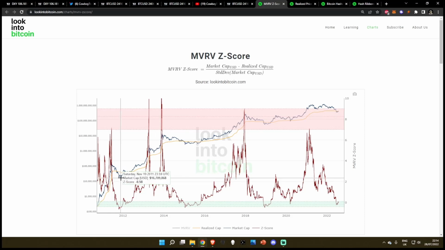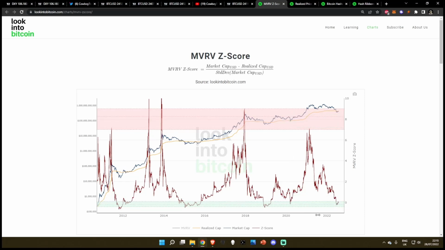Well, let's look at what happens with every bear market low so far. So 2011, the Z-score dips into this zone and it actually capitulates below the green box. What happens in your next bear market in 2015? The Z-score dips below this green box and once again heads back down to that negative Z-score valuation. What happened in the 2018 bear market low? What do you see? The Z-score topped out just below the green line on the MVRV Z-score and the price action bottomed.